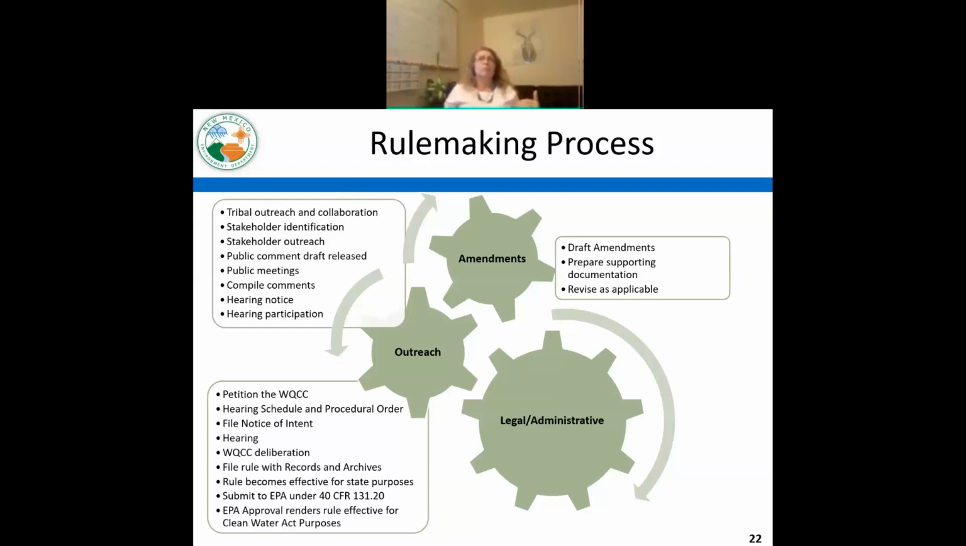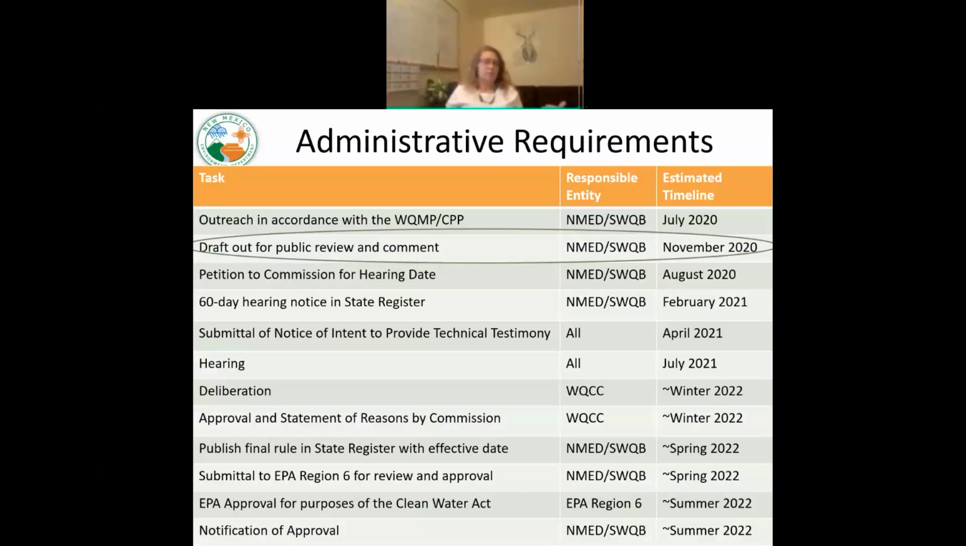Now this table provides a more concise breakdown of the steps for the rulemaking process, starting with outreach, which is done in accordance with the state's approved water quality management plan and continuing planning process. So you can see here the department has already petitioned the Water Quality Control Commission for a hearing date, which has been set for July 13th through 16th, 2021. And as circled here on the second row, the proposed amendments have been sent out for public comment.